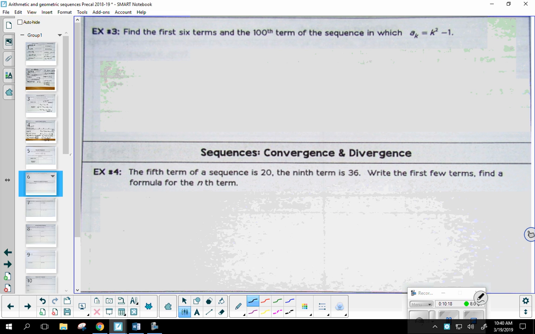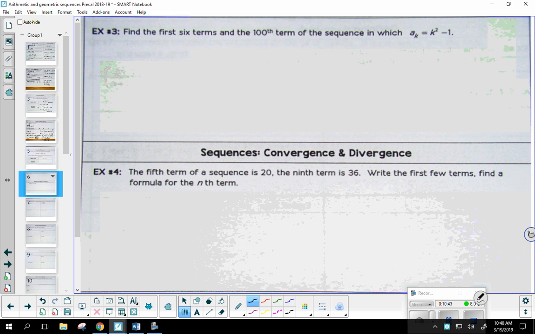So these two, I'm going to tell you they are arithmetic. Find the first 6 terms and the 100th term of the sequence in which a sub k is equal to k squared minus 1. Looking at that expression, you know it's a quadratic, so your first instinct would not be to think that it's arithmetic, but it actually is. I'm going to show you how in just a moment. But as far as the problem goes, right now I just want the first 6 terms.